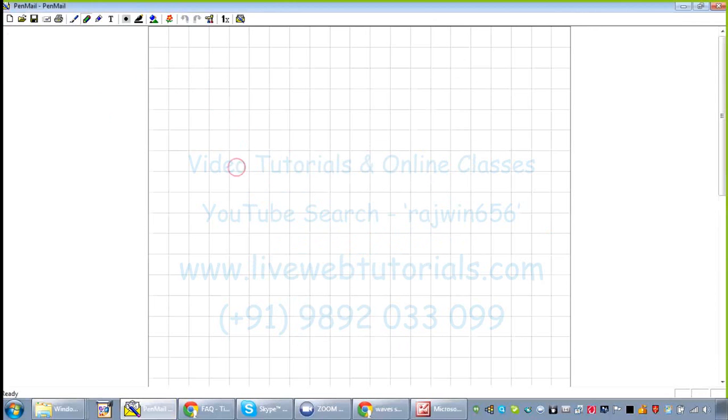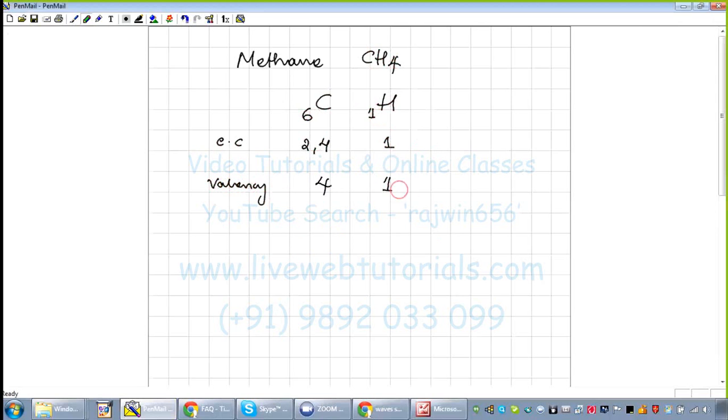Next part is the formation of the methane molecule, which is CH4. So carbon, then hydrogen. First thing is its proton number is 6, so electronic configuration will be 2, 4. Hydrogen: proton number 1, electronic configuration is 1. Here the valency will be 4. Okay, here valency will be 1.